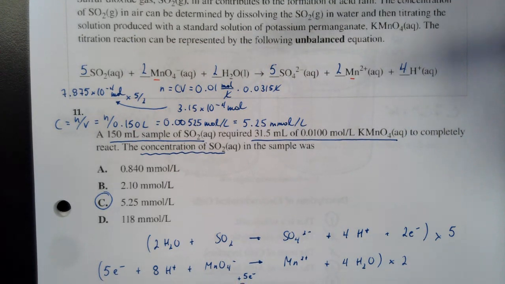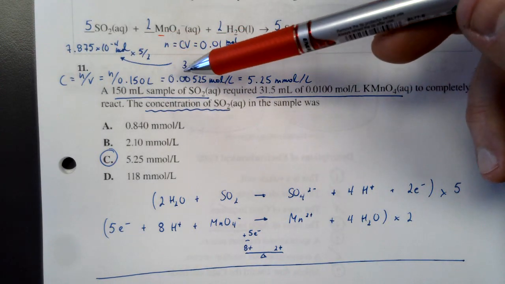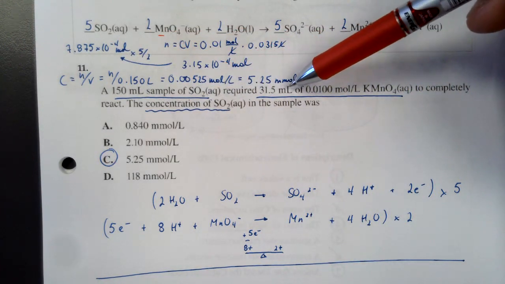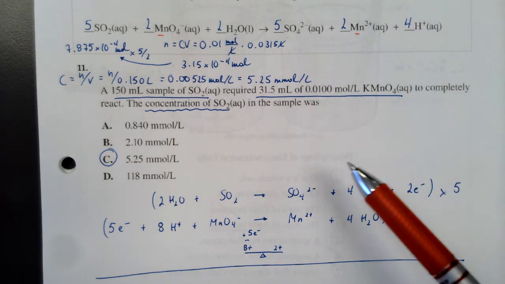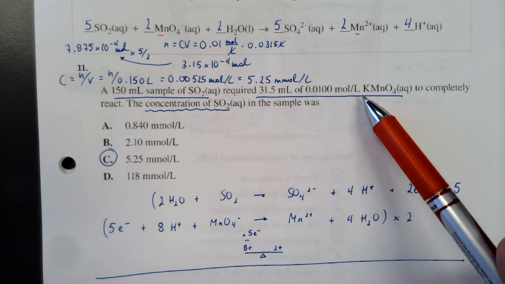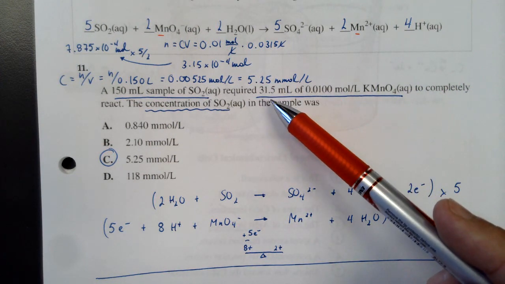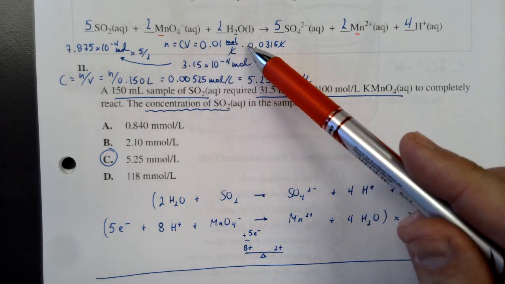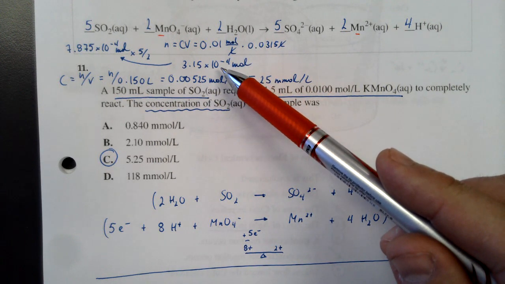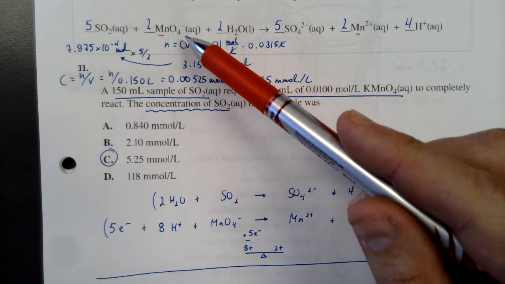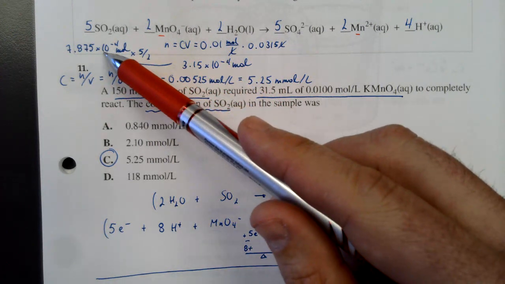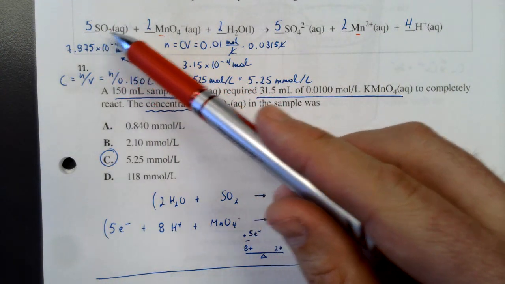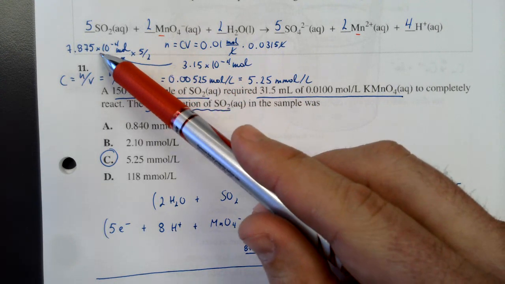All right, let's get down to the information they've actually given us. A 150 milliliter sample of SO2 required 31.5 of 0.01 mole per liter KMnO4. Now, all of this information is about the KMnO4. They give us the concentration and the volume. Concentration times volume gives us moles. So now I know the moles of MnO4 negative. That was my 2. I times it over by 5 over 2, what I'm going to divide by what I'm coming from. I get the moles of SO2.